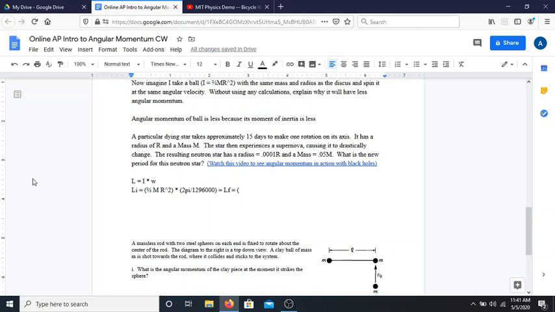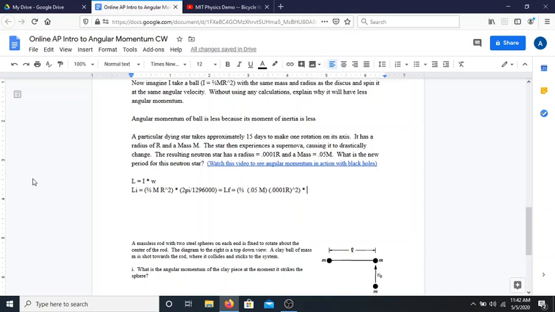So the mass was originally just m. Now it's still a sphere because it's still a star, but the mass is going to be significantly smaller. And for the radius part of the moment of inertia, we know this is way, way smaller. It's 0.0001 of the original radius, and that's going to be squared, so it's an absurdly small number. Then we multiply this by the new angular velocity.